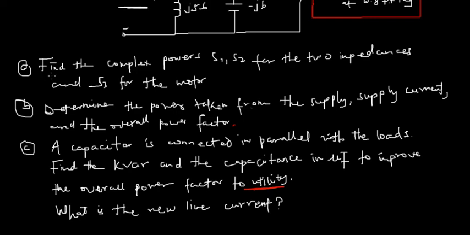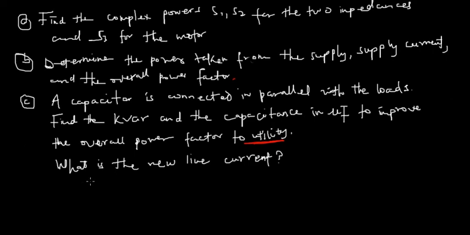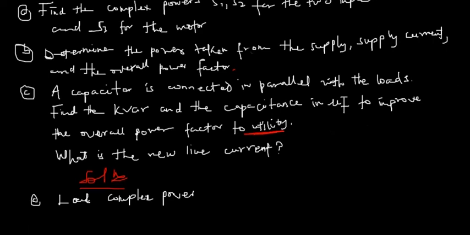So let's start from A. Let's look at our solution. Let's use a visible color. So we have to find the load complex power. For our load complex power, we have to find S1, S2, and then S3 of the motor.